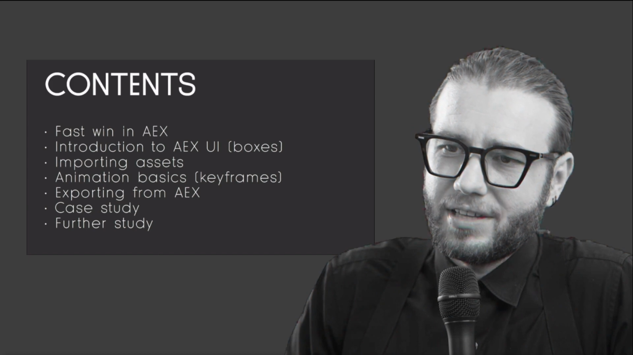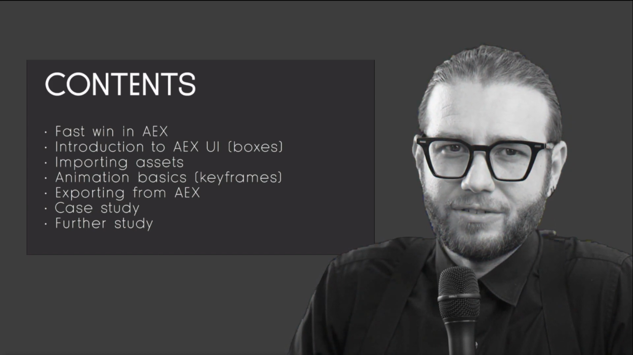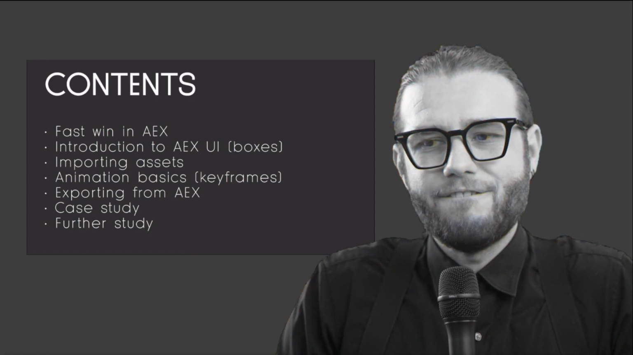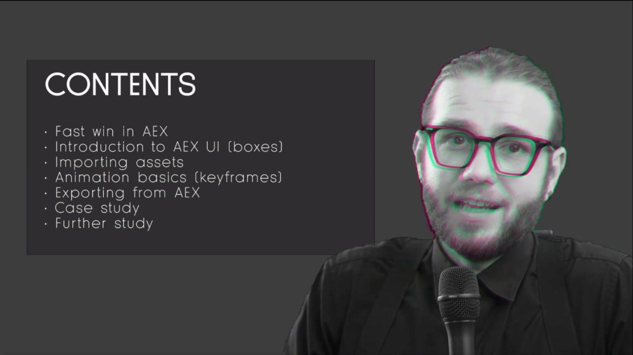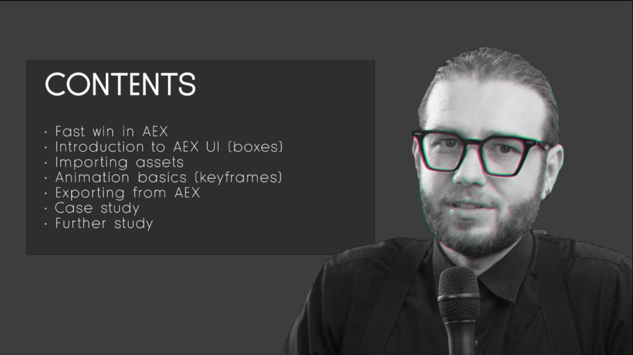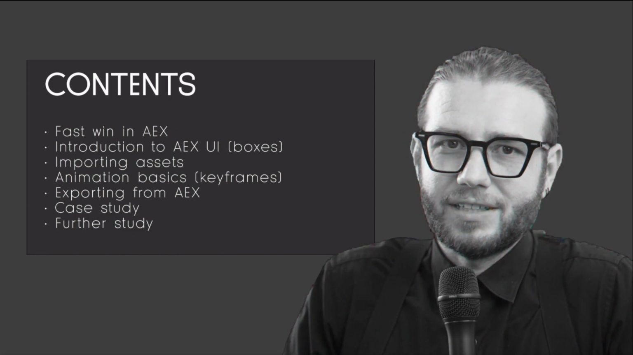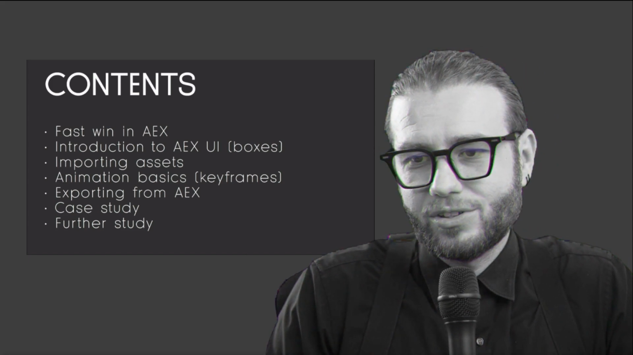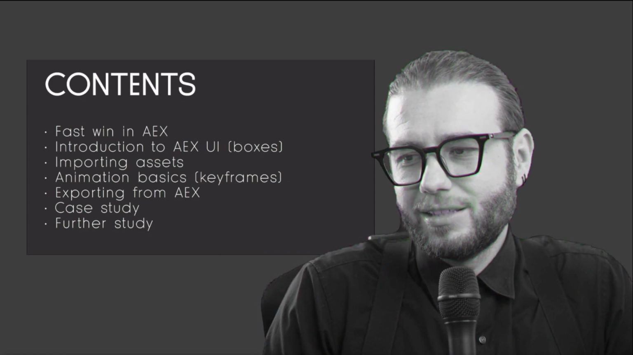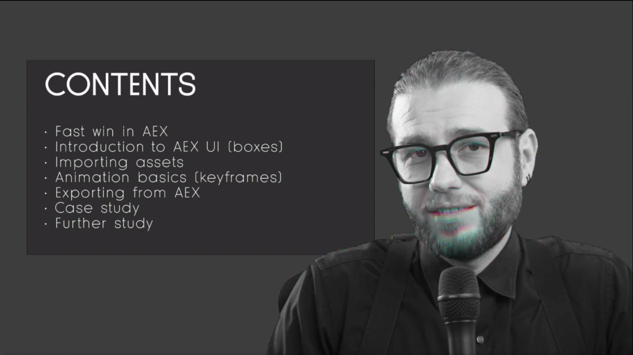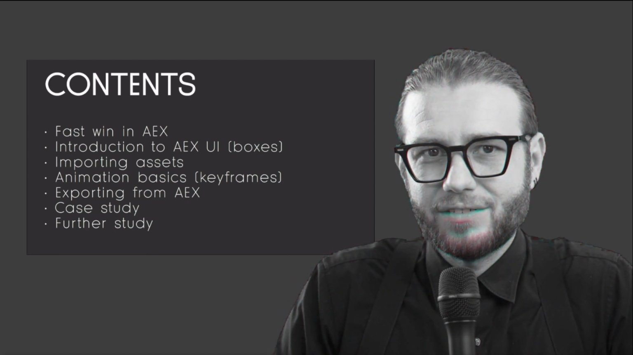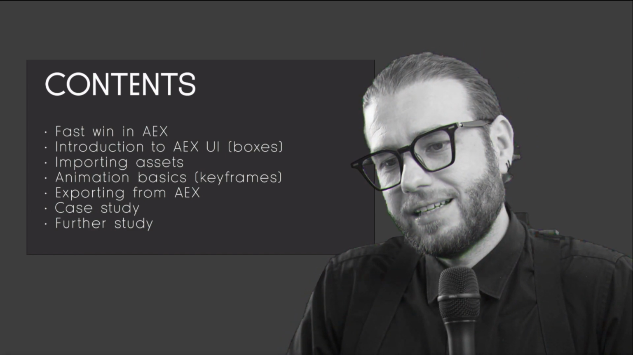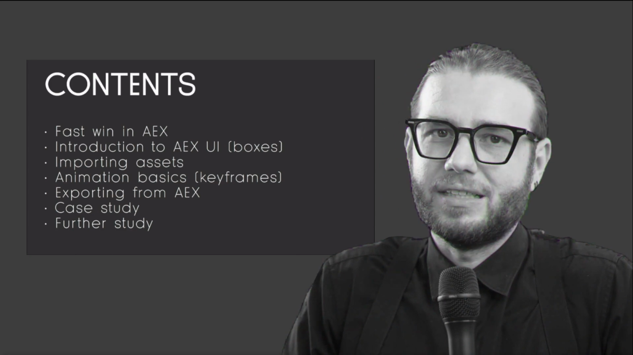Our contents. The first thing we're gonna try to do is a fast win in After Effects. We're gonna make a graphic quickly in Illustrator, and we're gonna throw it in After Effects and animate it very quickly. It's gonna be boom. Then we slow down and introduce the user interface of After Effects, and I will be talking about boxes a lot. And then we're gonna look at importing assets. We also look at animation basics more structuredly. That means we need to understand what keyframes are. And then we need to leave After Effects, get our stuff out of After Effects, and that means we need to export from After Effects. We also have a case study lined up and some pointers for further study.